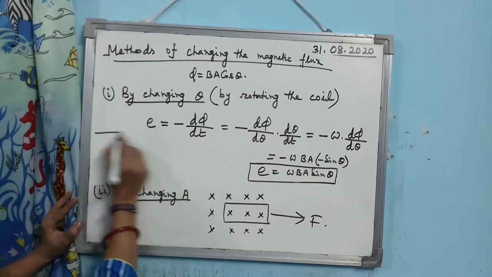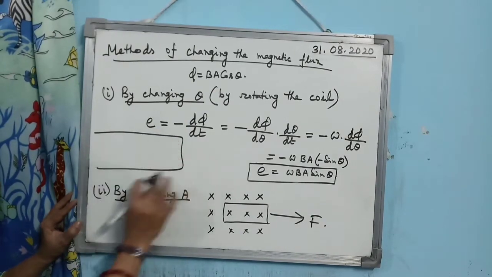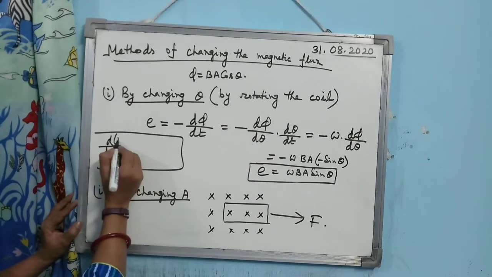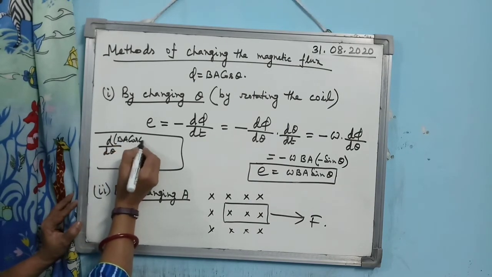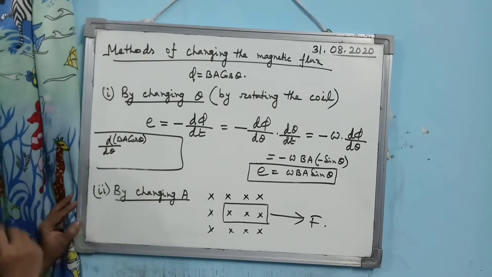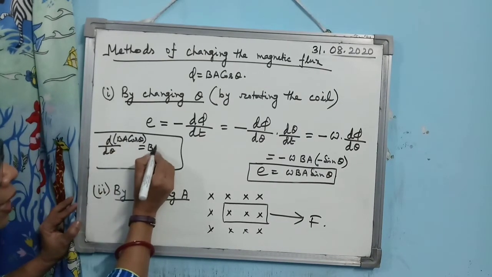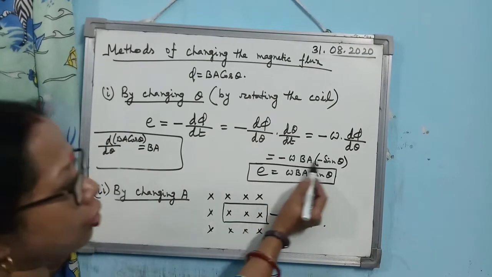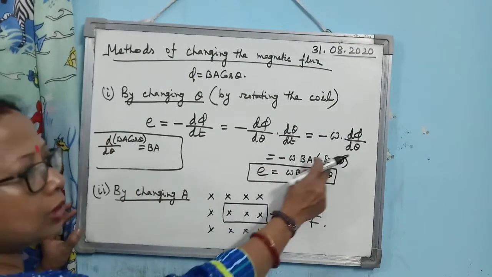I am just showing it here; you don't have to write this part. For your understanding I am writing d by d theta of BA cos theta. B and A do not depend on theta, so you can take them outside the derivative. So d by d theta of cos theta is how much? It is minus sin theta.